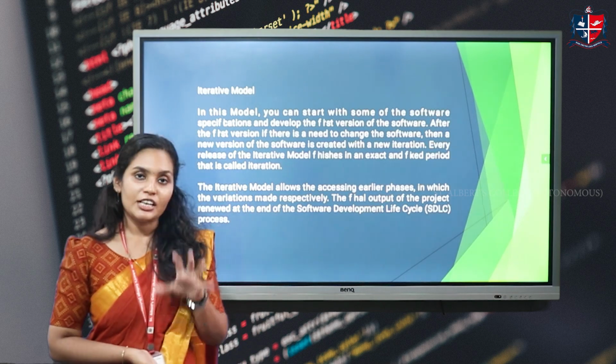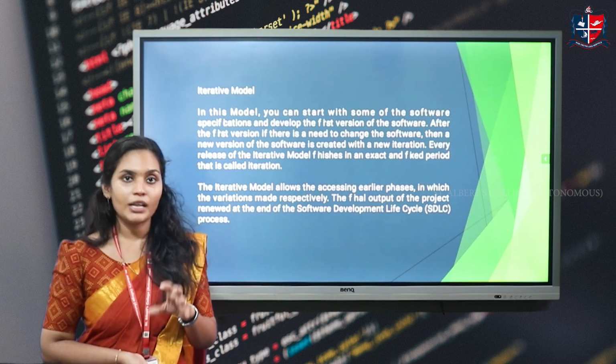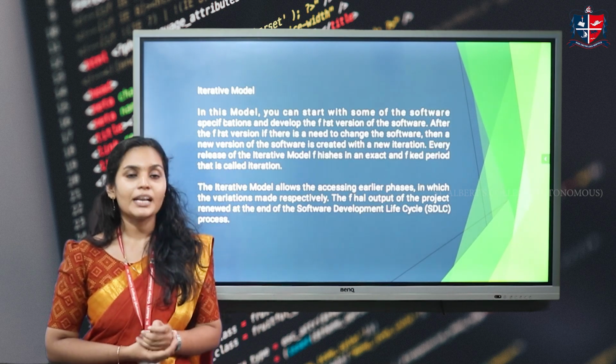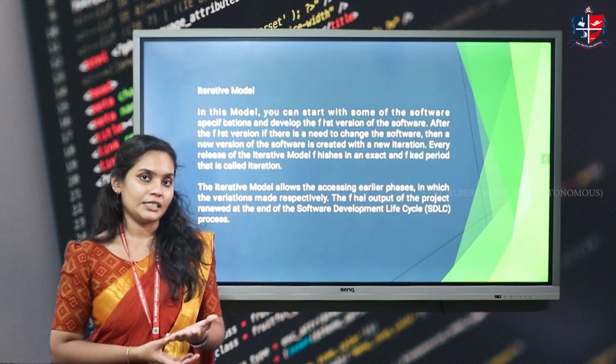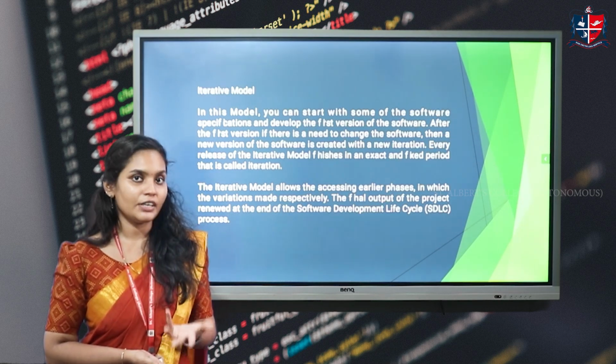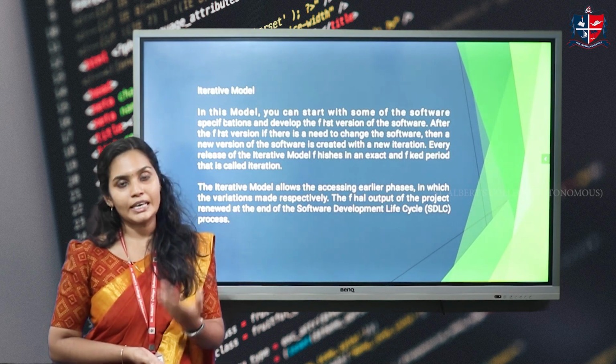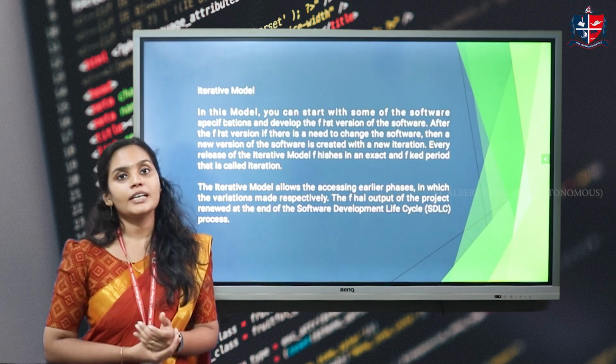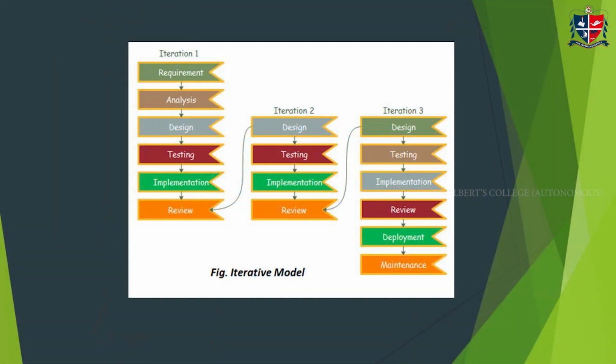So, in the first phase it will create a sample model based on the requirements of the customer, and it will be deployed to the customer, and if the customer is not satisfied with that product, then the customer will give more needs, and based on those needs it will be updated. So these are the different iterations. Different phases are there in each iteration.